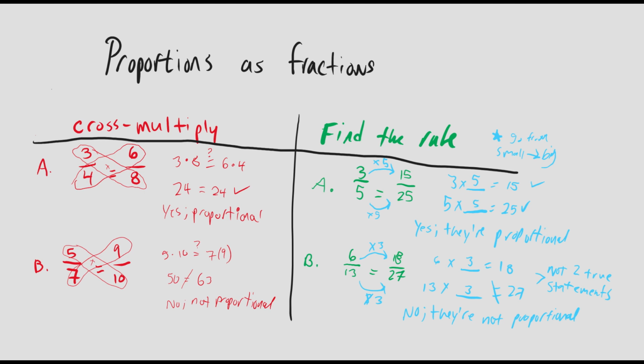Do the same thing for B there. 5 over 7 and 9 over 10. 5 times 10 is 50. 7 times 9 is 63. Those are not proportional because they're not equal.